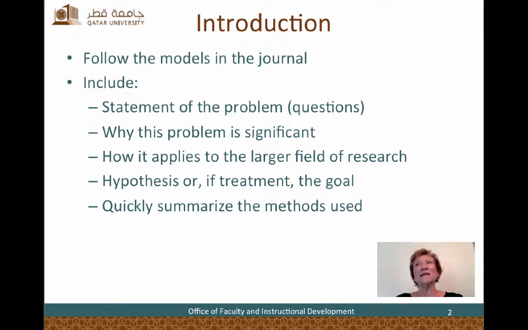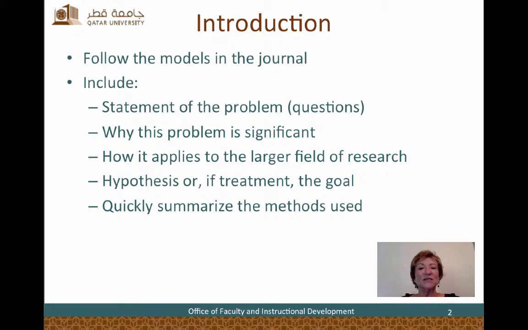When you start writing your paper, the first thing you do is the introduction. Follow the models in the journal to which you are going to submit this paper. How long do they want the introduction? What style do they want it in?